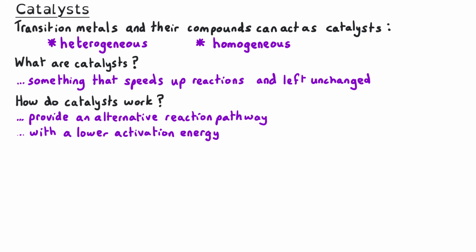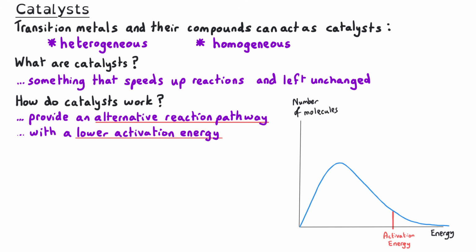Catalysts work by providing an alternative reaction pathway with a lower activation energy, and we can see the effect of this by looking at the Maxwell-Boltzmann curve I'm showing here. If this point on the x-axis is the activation energy without a catalyst, then the area under the curve after this point in the graph is proportional to the number of molecules with energy greater than or equal to the activation energy.